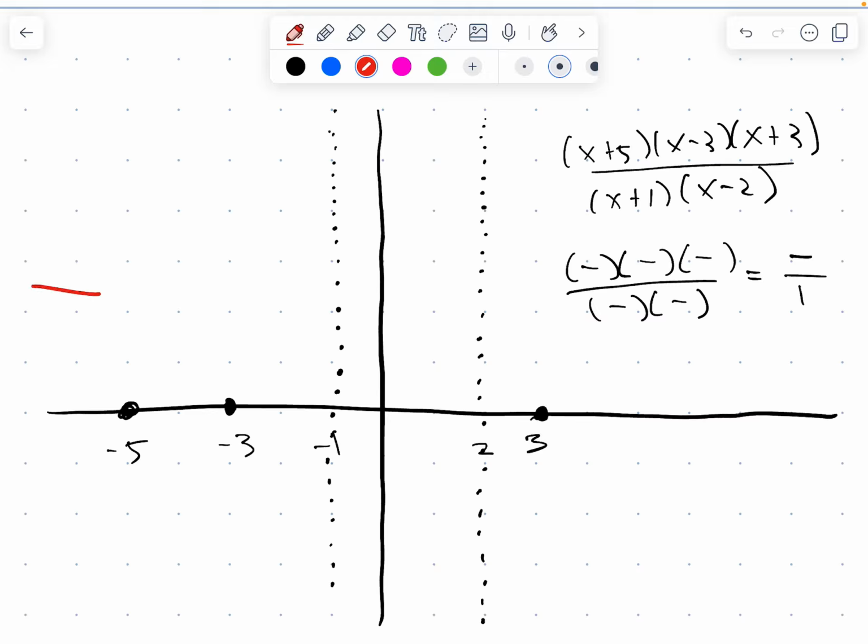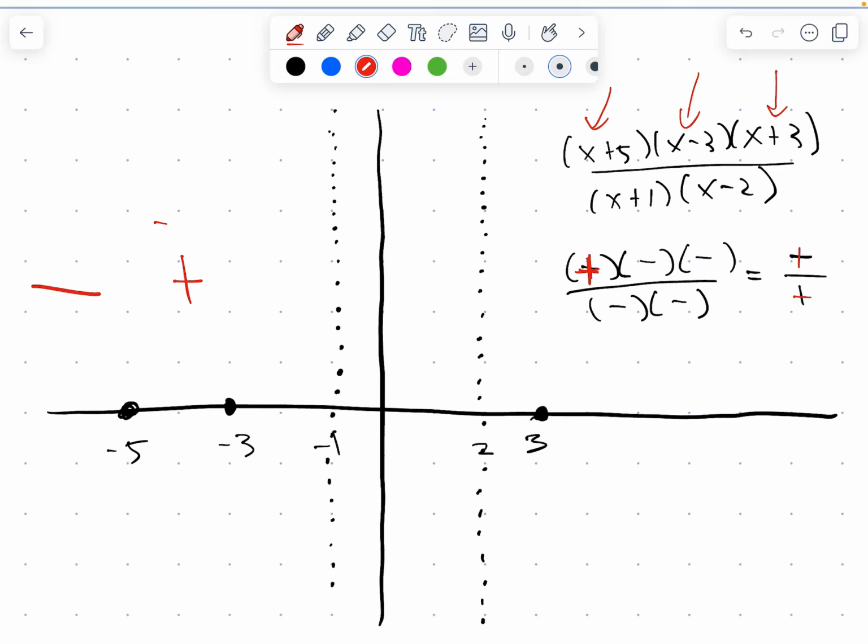In between -5 and -3, let's pick something like -4. And if we plug in -4 right here, that's going to turn into a positive. And that's the only one that's going to flip, because -4 minus 3 is still negative. -4 plus 3 is still negative. -4 plus 1 is still negative. -4 minus 2 is still negative. But by changing that one sign, the top becomes positive. And now we have positive over positive. So in this region, it's positive.